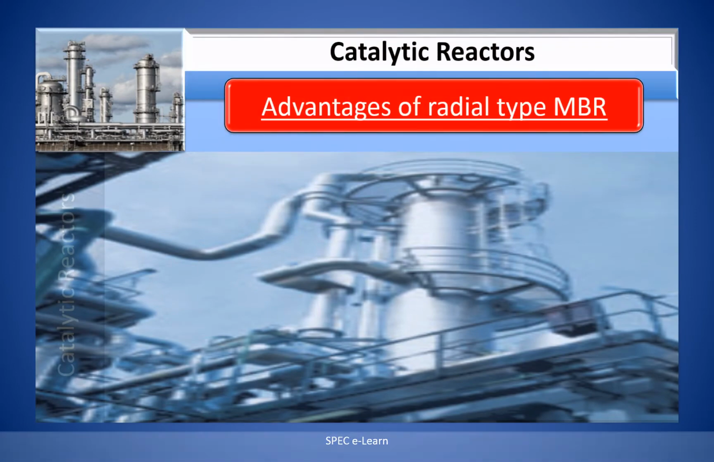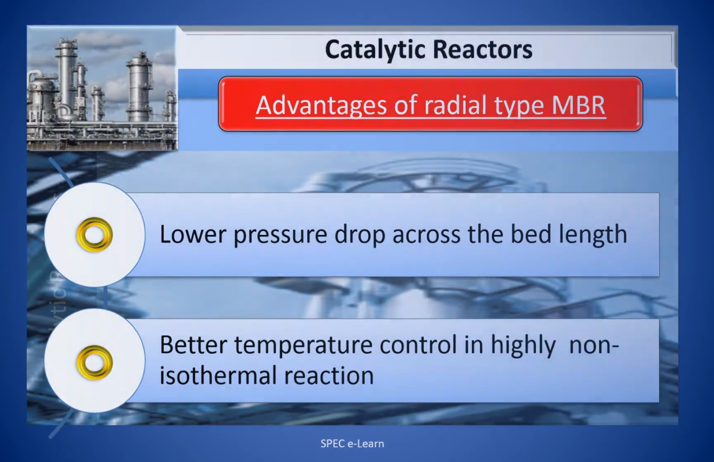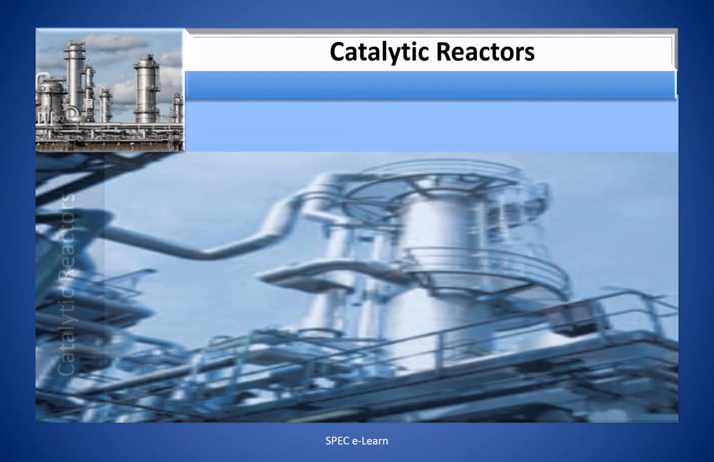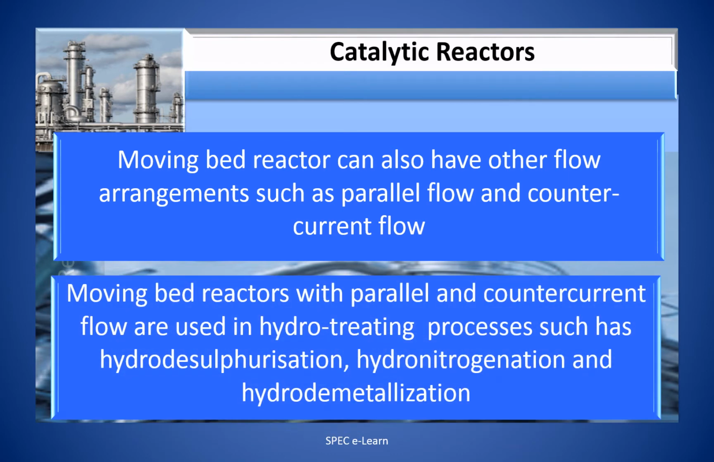The advantages of radial type MBR are low pressure drop across the bed length and better temperature control in highly non-isothermal reactions. Moving bed reactors can also have other flow arrangements such as parallel flow and countercurrent flow. Moving bed reactors with parallel and countercurrent flow are used in hydrotreating processes such as hydrodesulfurization, hydronitrogenization, and hydrodemetallization.